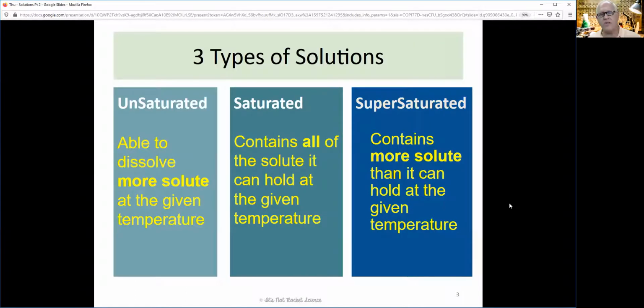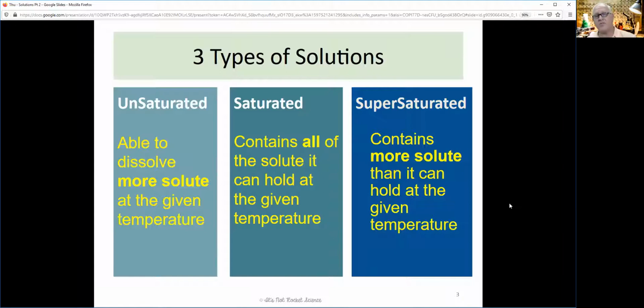Let's remember and review the 3 types of solutions. The first type of solution is the unsaturated solution. This is a solution that is able to dissolve more solute at the given temperature. It still has room to dissolve more solute. You then have the saturated solution that contains all of the solute that it can hold at the given temperature. It can't take any more unless you increase the temperature.